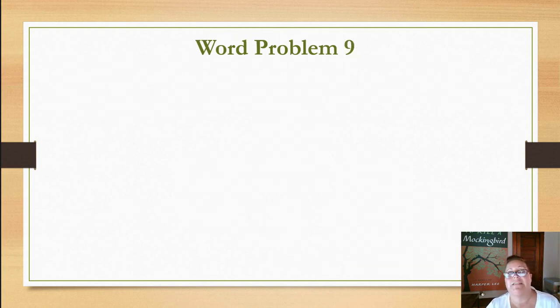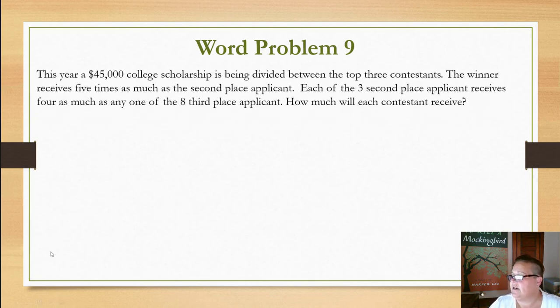Problem 9, we're going to use the same $45,000 scholarship fund. We're still going to have top 3, I shouldn't say contestants there. I should switch that up. Divided between the top, we should get rid of 3 because there's not 3 there. So we're going to be divided amongst the top contestants. All right, great. How did we switch it up?